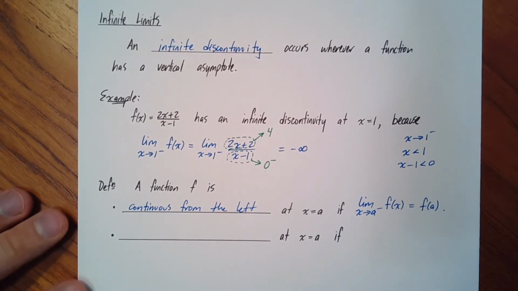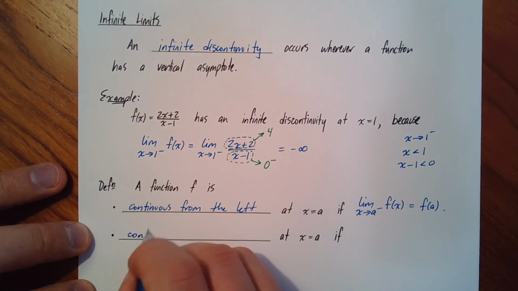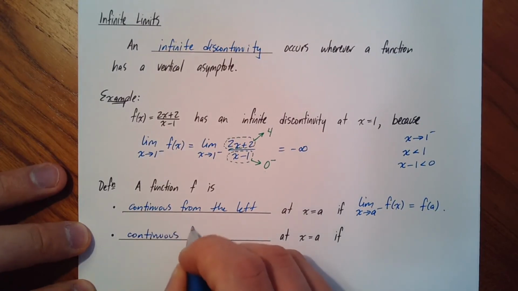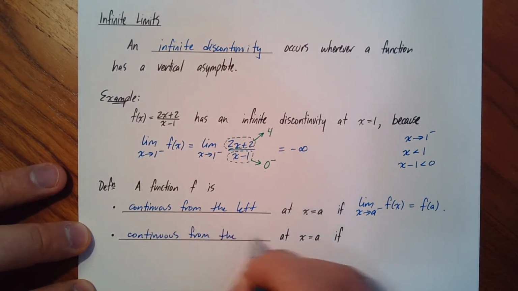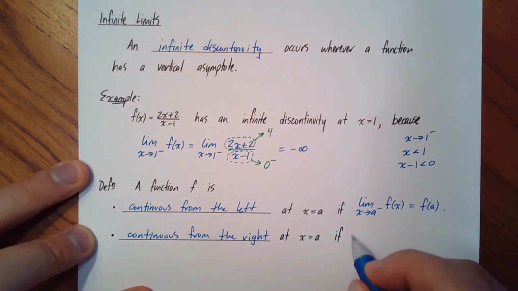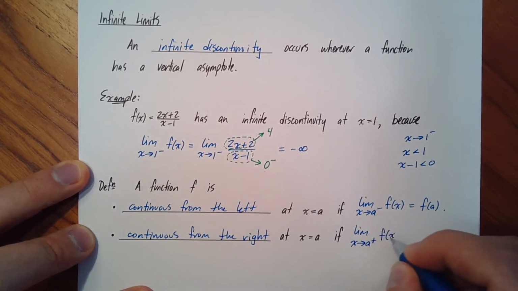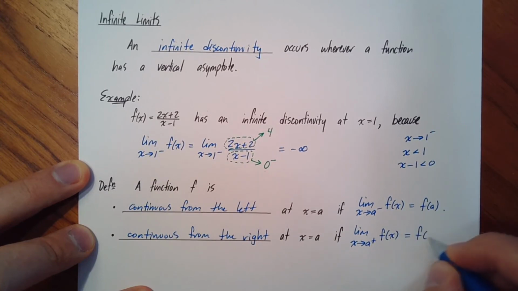Okay, and the other analog of that from the right, we just say that f is continuous from the right at the point x equals a, if when we take the limit as x approaches a from the right of f of x, we get f of a.